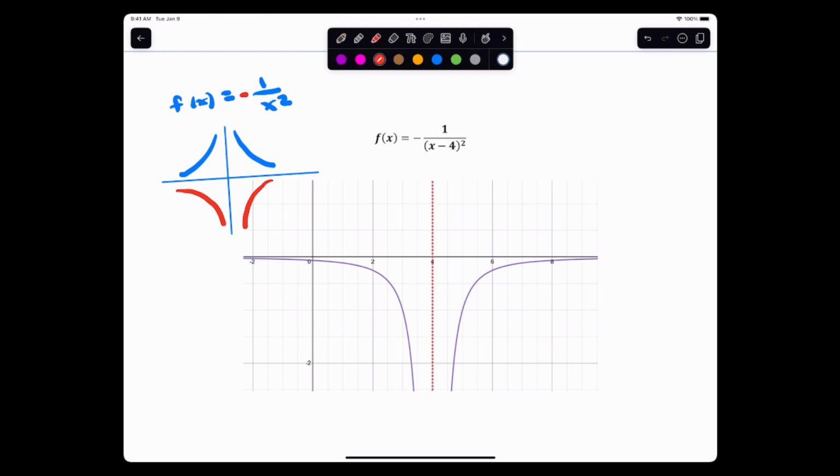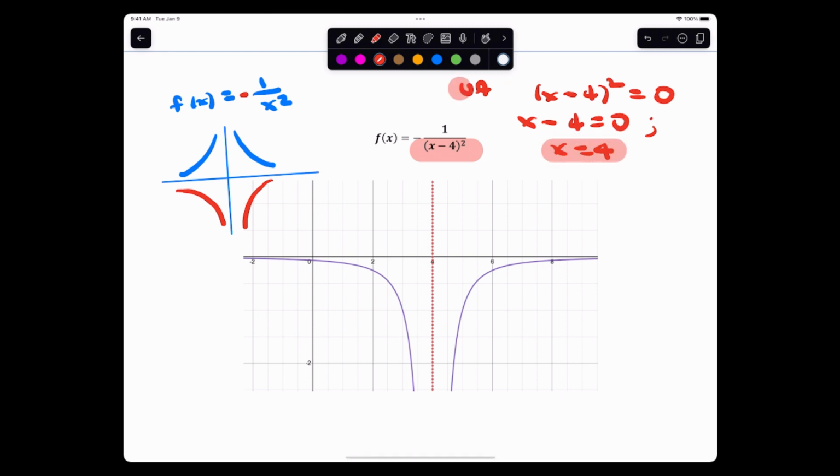All right. But now, it's a rational function. It has a denominator. What do I do with that denominator? To find the vertical asymptote, you set x minus 4 squared equal to 0, and then you solve for x. Do you guys remember how to do that? That means x minus 4 equals 0, and then x equals 4 by adding 4 to both sides. This is the location of your what?